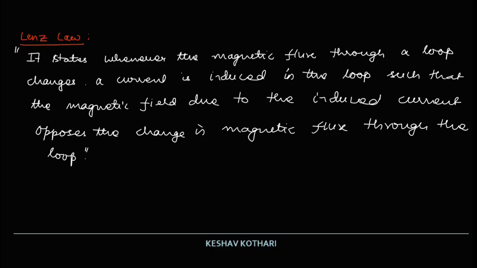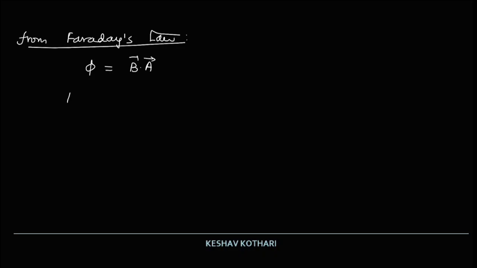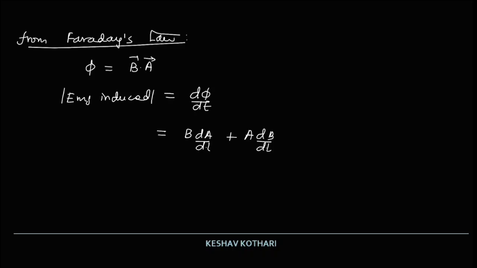So if I write the mathematical statement one more time, from Faraday's law, we are stating it in this way: phi is equal to B dot A, and the magnitude of EMF induced is equal to d phi by dt. So we can write it in this way, that the magnitude of EMF induced is equal to B dA by dt plus A dB by dt. So the magnitude of EMF induced can be written in this fashion, consisting of two parameters.